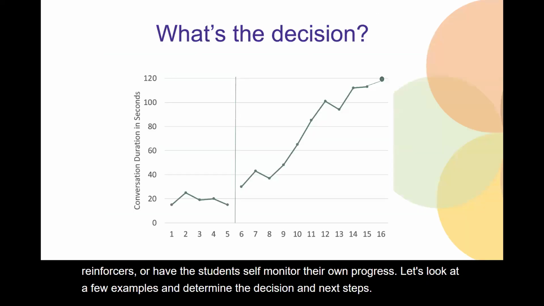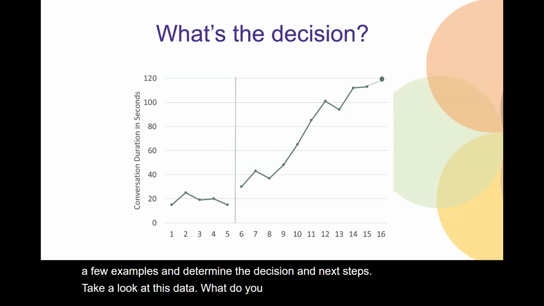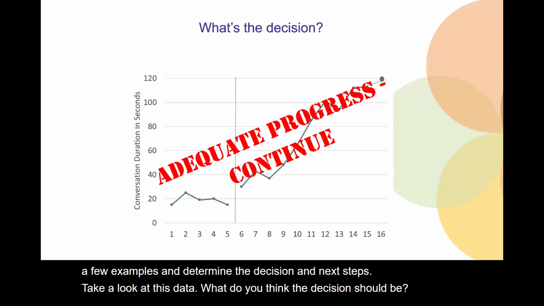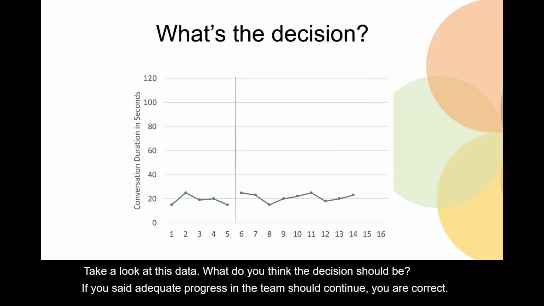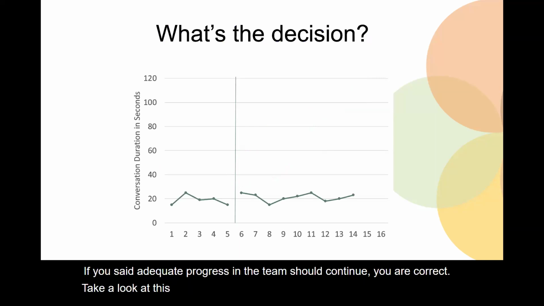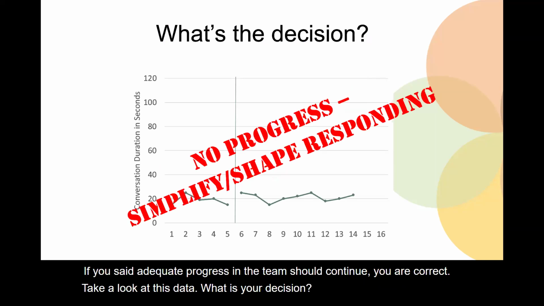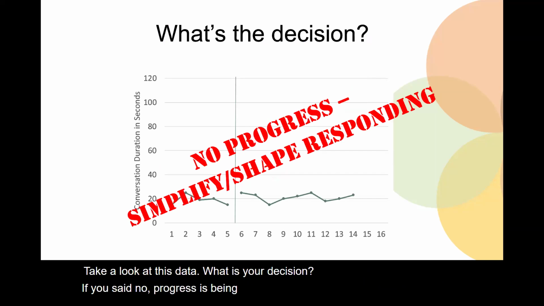Take a look at this data. What do you think the decision should be? If you said adequate progress and the team should continue, you are correct. Take a look at this data. What is your decision? If you said no progress is being made and the team should simplify or shape responding, you are correct.